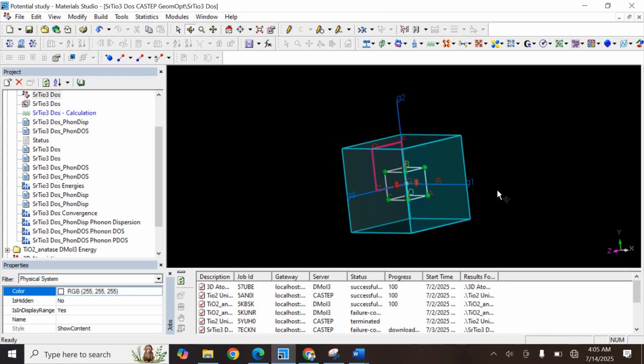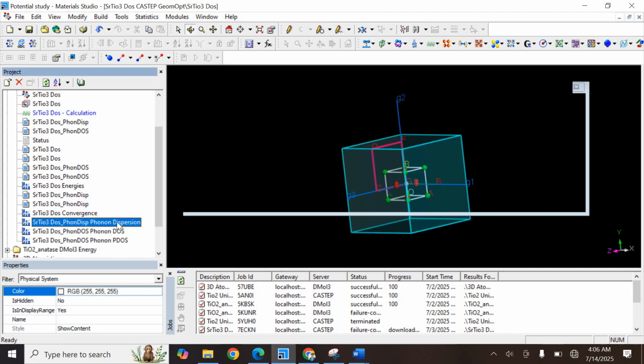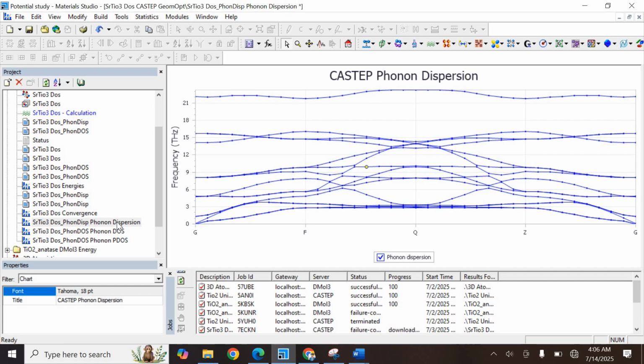In a crystal, atoms are constantly vibrating even at absolute zero, and these vibrations are quantized into particles called phonons, similar to how light is quantized into photons. So phonons carry heat, affect thermal conductivity, and also influence structural and electronic properties. Now, a phonon dispersion is a graph that shows how phonon frequency varies with respect to wave vector along different directions in the Brillouin zone. And phonon DOS tells us how many vibrational modes exist at each frequency level.